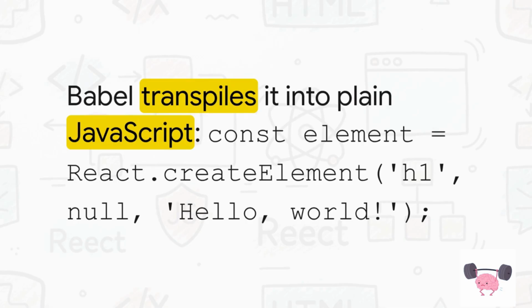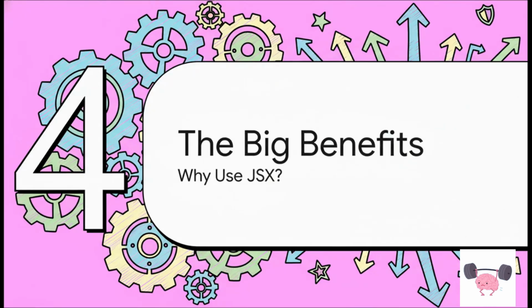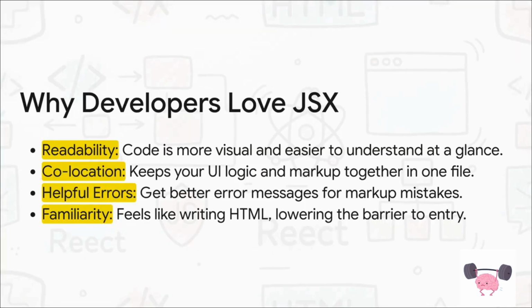It's a perfect system. Okay, so we've covered the what and the how, but now we get to the most important question, the why. Why has this idea completely taken over the world of modern web development? Well, the benefits are pretty huge. So why is JSX so beloved? Well, first off, readability is a big one. You can actually see the structure of your UI in your code instead of trying to picture it in your head from a bunch of function calls.